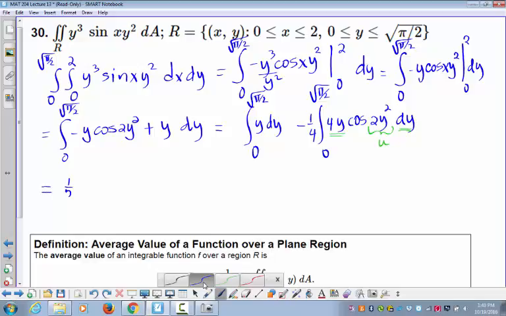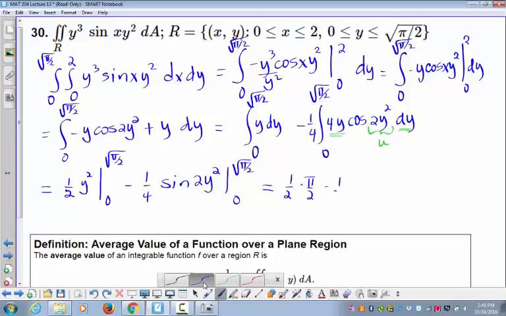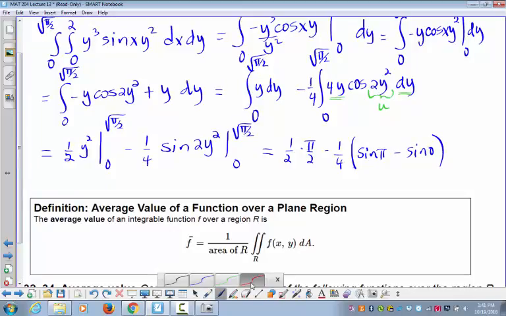All right, so first part, we get 1 half y squared. That's going to go 0 to root pi over 2, minus 1 fourth. And so the only thing we have to worry about is integrating cosine, and the integral of cosine is sine. So that's going to be sine of u, and u is 2y squared. We're almost there. So we have 1 half out in front. We plug in the constants to y squared, so we get pi over 2, minus 1 fourth, and then we're going to have sine of pi minus sine of 0. Sine of pi and sine of 0 are both 0. So that and that are going away. And our final answer is pi.